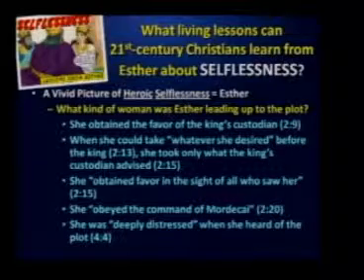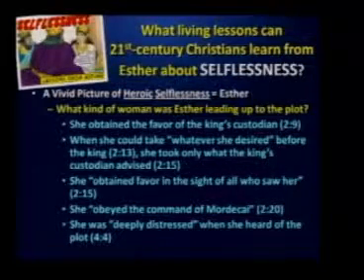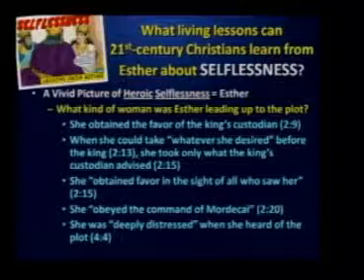In the evening she went, and in the morning she returned to the second house of the women, in the custody of, you say that name, the king's eunuch, who kept the concubines. She would not go into the king again unless the king delighted in her and called for her by name. All right, so they're more than just a face. He's got to remember the name. Now, when the turn came for Esther, the daughter of Abihail, the uncle of Mordecai, who had taken her as his daughter to go into the king, she requested nothing.